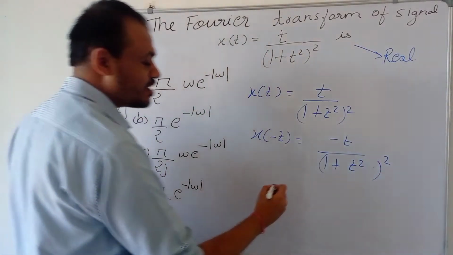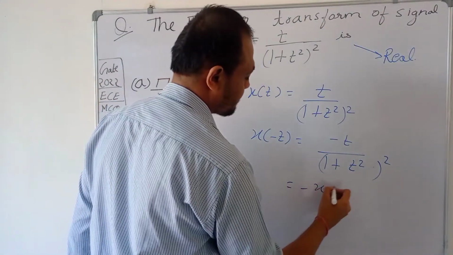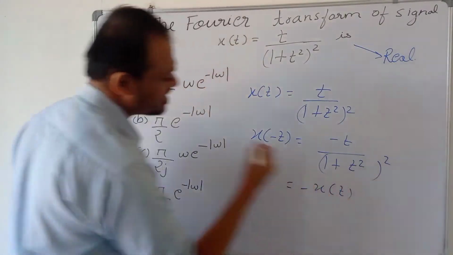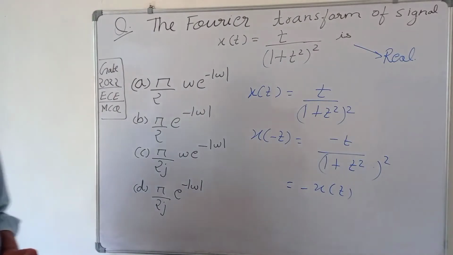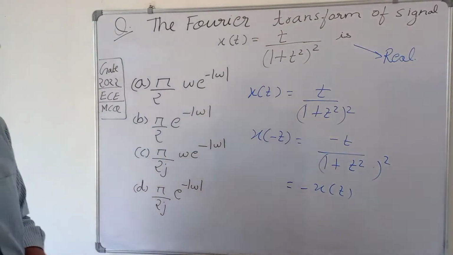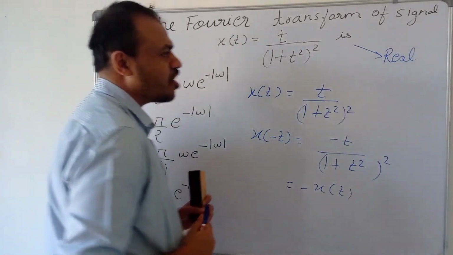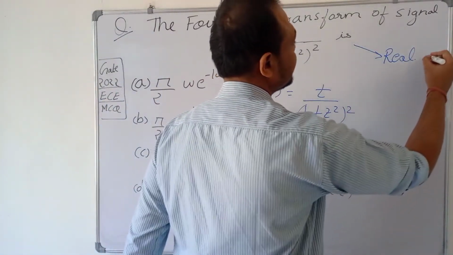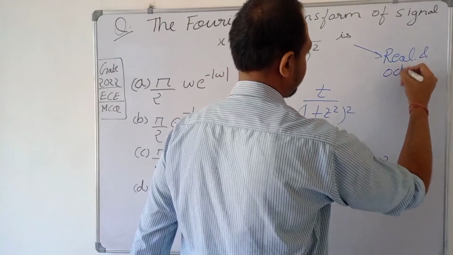So this is equal to minus of x(t). So x(-t) is equal to -x(t). So this is an odd signal. So we have proved that this is a real signal and this is an odd signal. This is a real and odd signal.